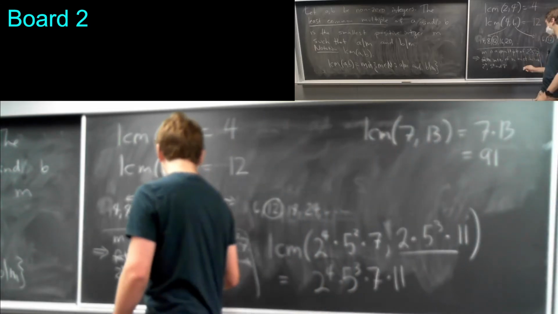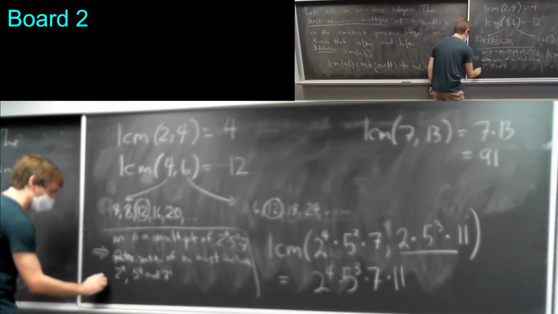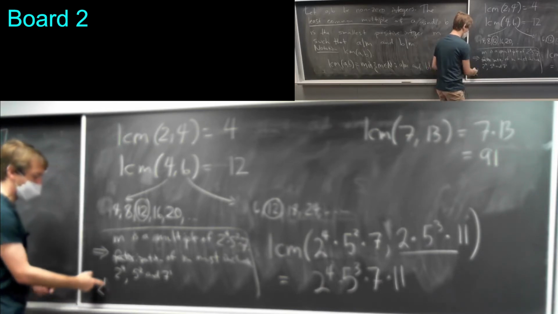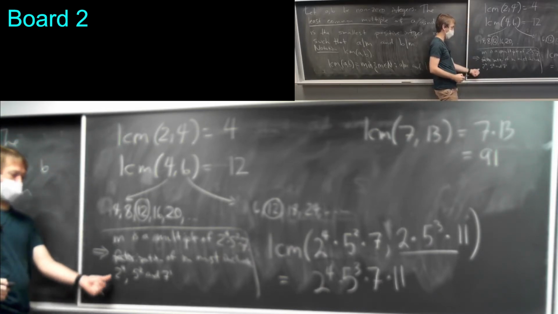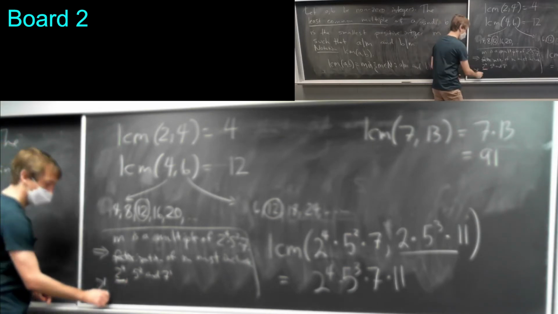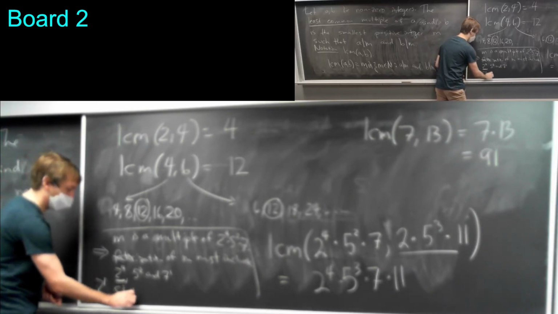So if it's also a multiple of the second number, it has to have 5 with an exponent of 3. So the first bit of information is redundant, kind of. It has to have at least 2 to the exponent 1, but we already know it has 2 to the 4, so that covers that. It has to have some 5 cubed, and it has to have 11.